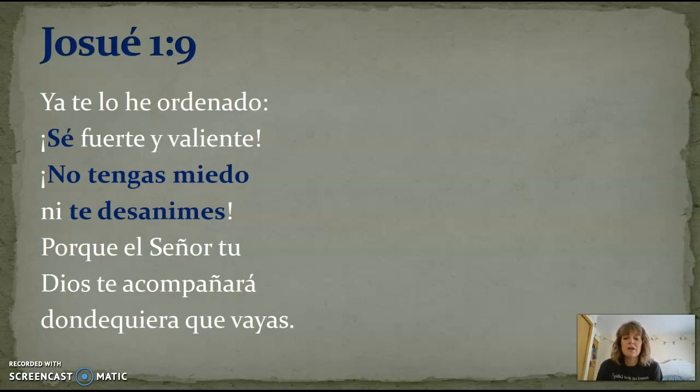And so we get to verse 9 in the first chapter. God says to him, Ya te lo he ordenado. I have already commanded you. I have ordered you, ordenado. And then he gives an affirmative command. It's one of our irregular ones from the verb ser, right? Sé fuerte y valiente. Be strong and courageous. Be strong, fuerte, y valiente, and valiant, courageous. And then 2 negative commands. No tengas miedo, ni te desanimes. Do not have fear, nor be discouraged. No te desanimes. Animar is to encourage, desanimar is to discourage, nor be discouraged.